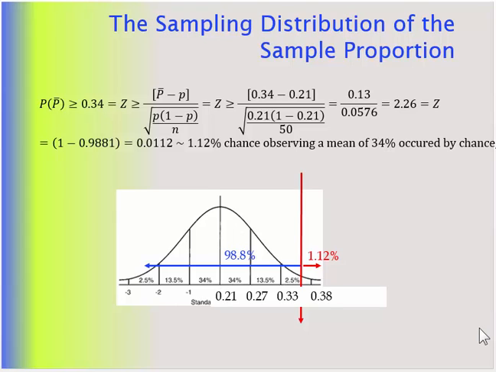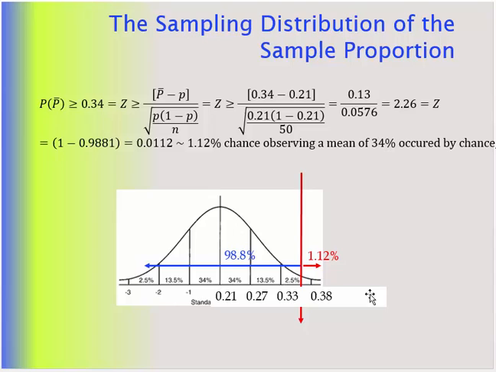There's always some confusion about what this number tells us. Roughly it tells us that our value that we're interested in, 34%, is 98% of the way across the normal distribution. Depending on how the question's asked, the answer is either going to be 98.81% or it's going to be 1.12%. In this question it said, what's the likelihood that this happened by chance? So the likelihood that we obtained a mean of 34% after the marketing campaign by chance is 1.12%.